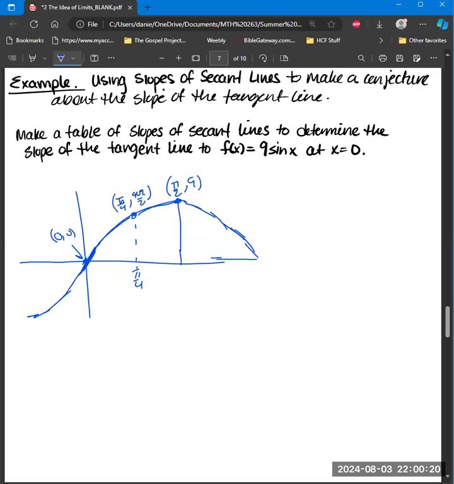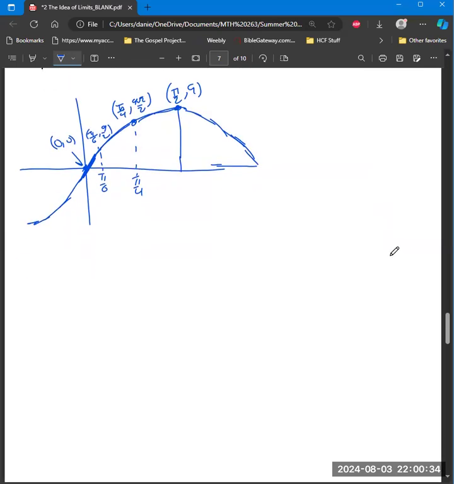And we have pi over 6, 9 halves. And we have 0, 0 there. So we can have several points there. So let's look first here. F of 0 is 9 sine of 0, which is 9 times 0, which is 0.